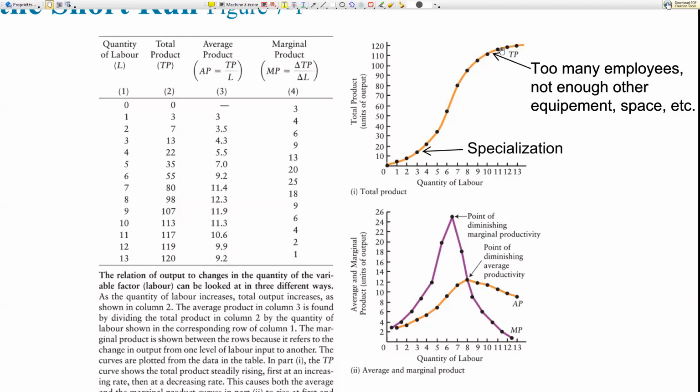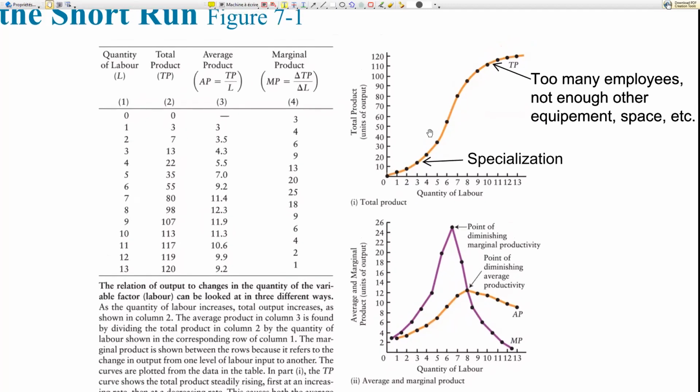And then here I start hitting diminishing returns. That's when my purple curve starts going down. So the extra workers are less and less productive. Now, what's happening with average product? Well, average product is how productive my staff is overall. And of course, the more productive workers I add, the more average productivity increases. And then when I start adding less productive workers, the productivity of the staff in general starts decreasing.